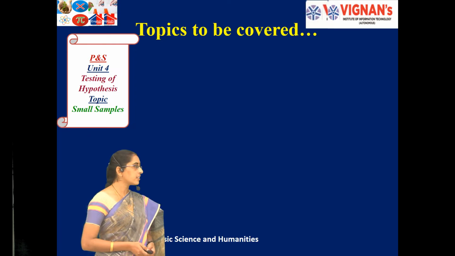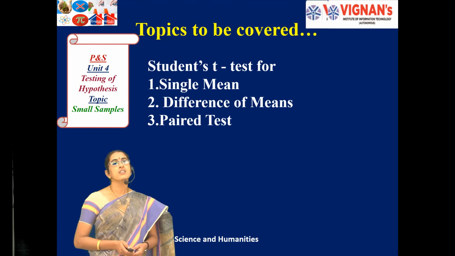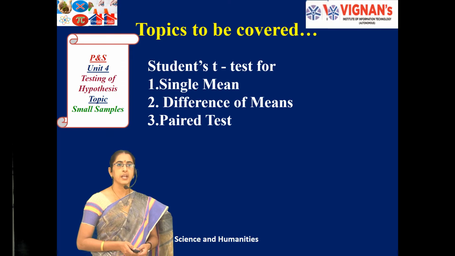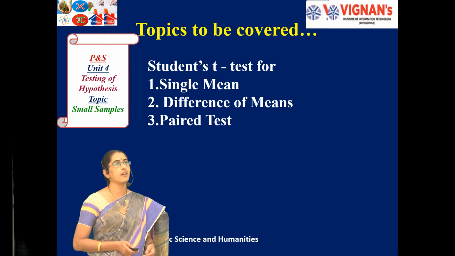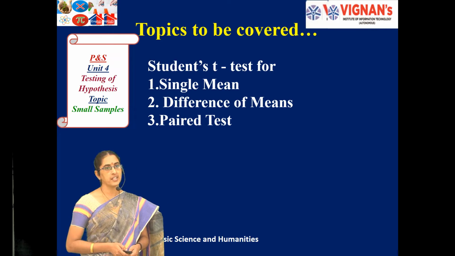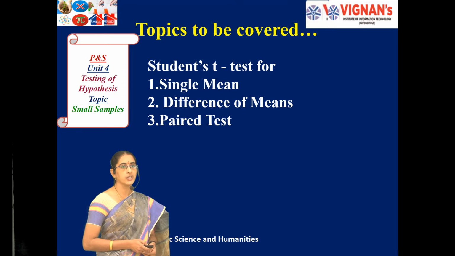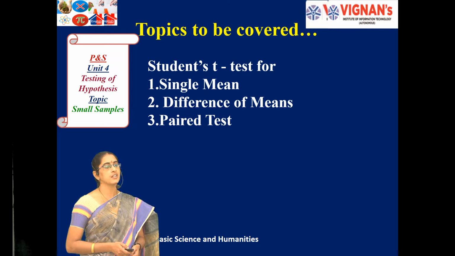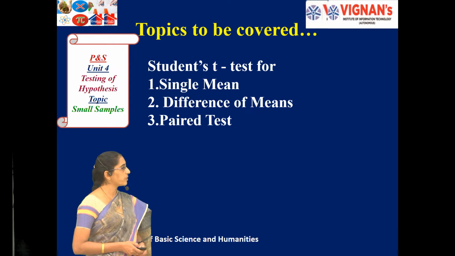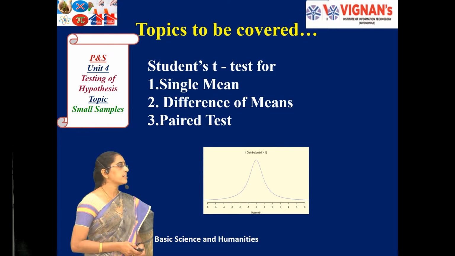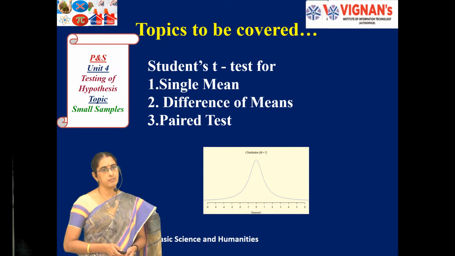In these small samples we have the student's t-test for single mean, difference of means and paired t-test. Apart from this we also have the F-test for variances, that is, difference of variance, and the chi-square test for single variance. But in today's class we are going to discuss the student's t-test for single mean, difference of means and paired t-test.